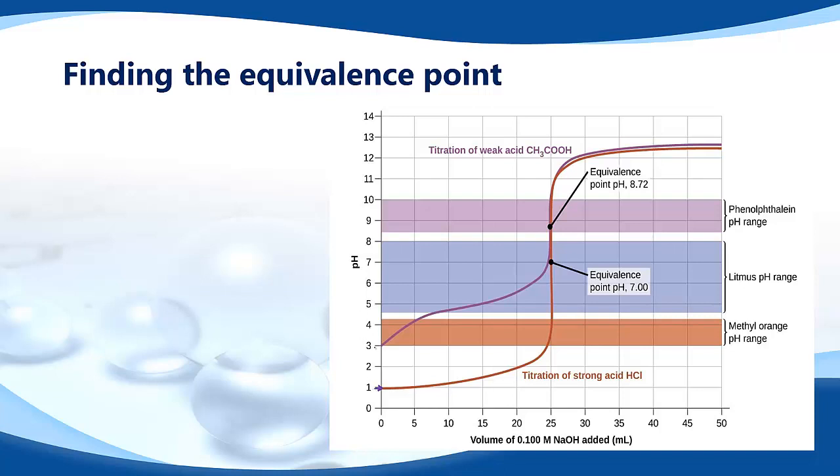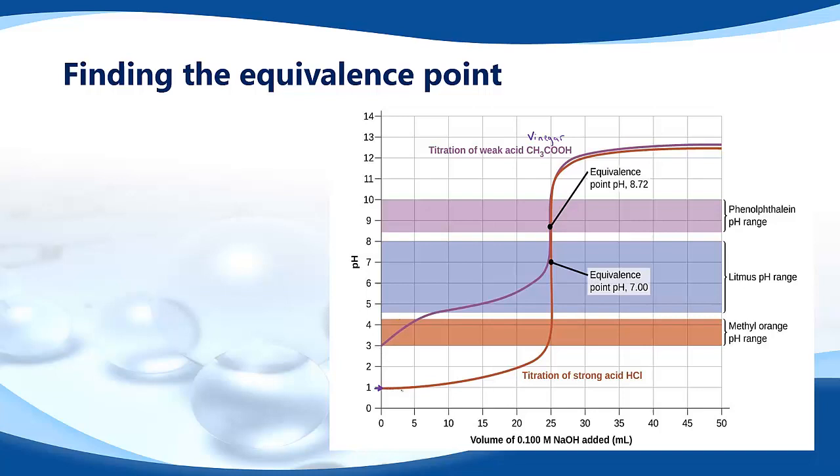The weak acid, the purple one, which is CH3COOH, is acetic acid, otherwise known as vinegar, right? So this is a vinegar titration. The vinegar solution starts with a much higher pH, typically around 2 to 3.5, somewhere around there.